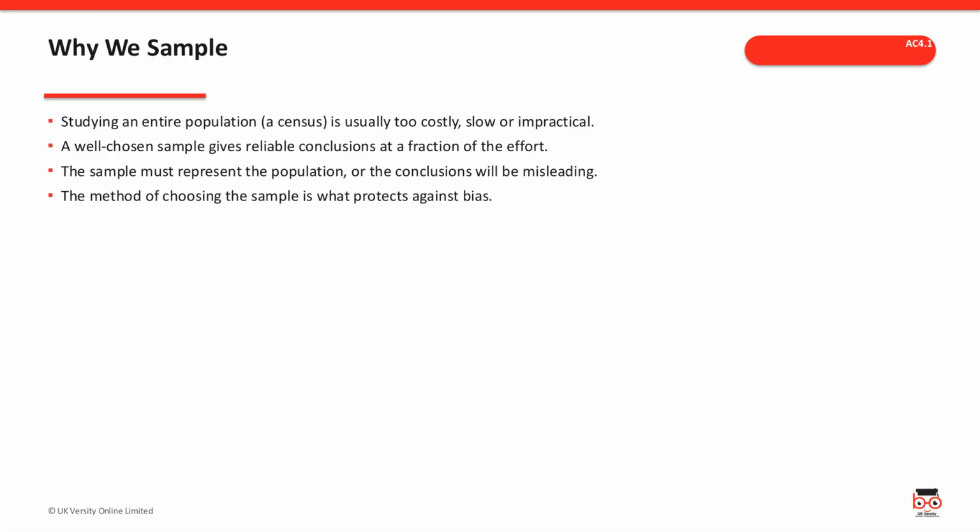Why bother with a sample at all, rather than studying everyone? Because studying a whole population, a census, is usually too costly, too slow, or just impractical. A well-chosen sample gives you reliable conclusions for a fraction of the effort. The catch is that the sample must genuinely represent the population, or your conclusions will mislead you. And what protects you there is the method you use to choose the sample.